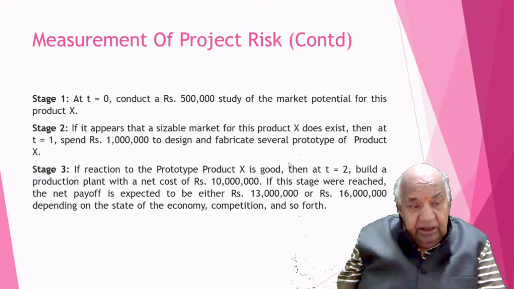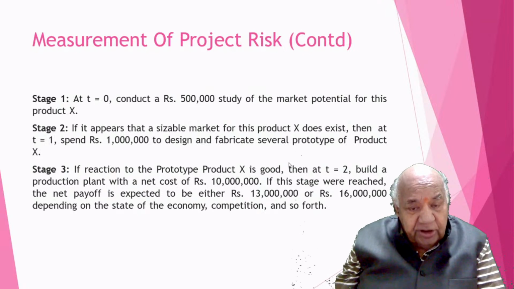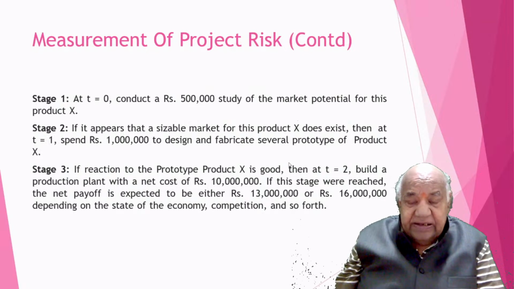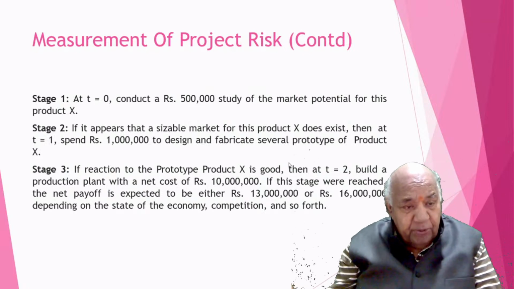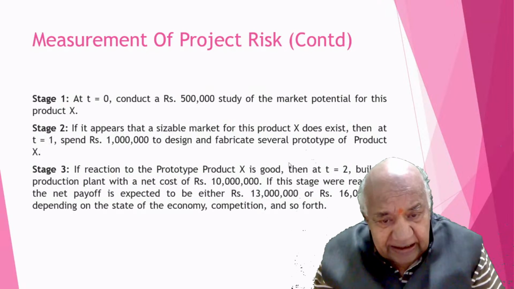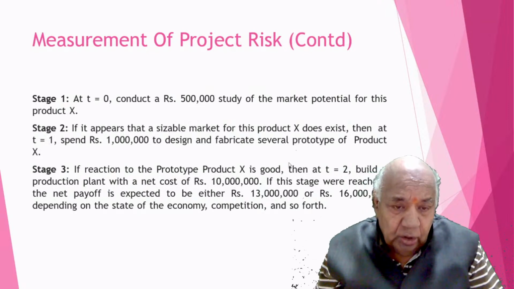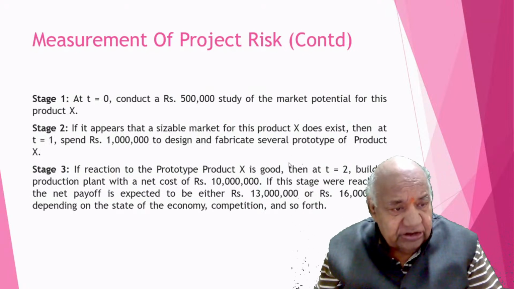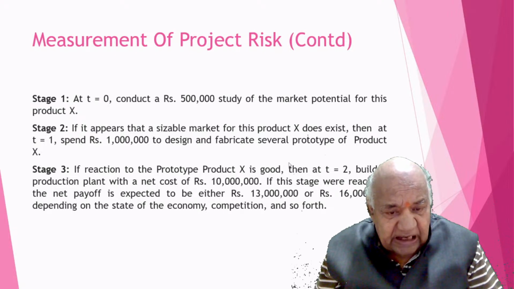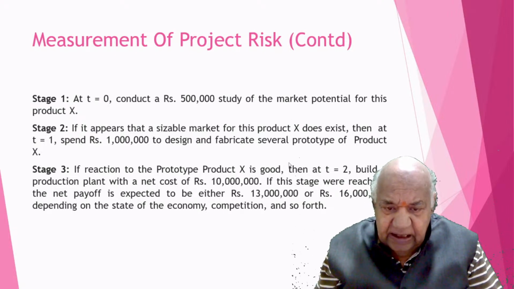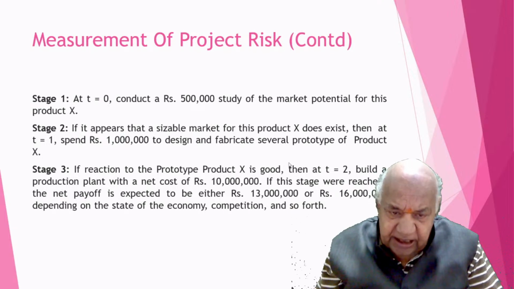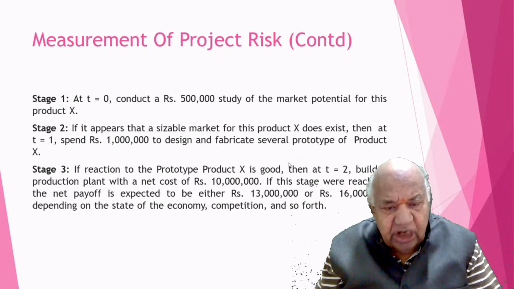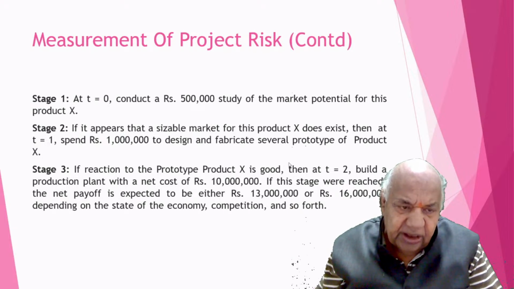And stage 3: if reaction to the prototype product X is good, then at time period 2, build a production plant with a net cost of rupees 10 million. If this stage were reached, the net payoff is expected to be either rupees 13 million or rupees 16 million, depending on the state of the economy, competition, and so forth.